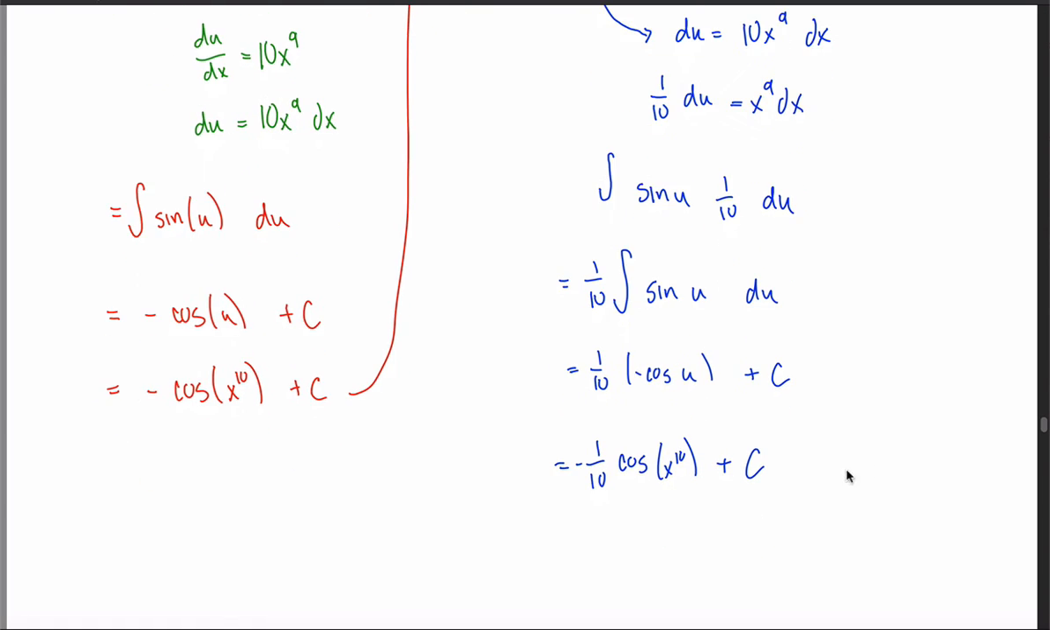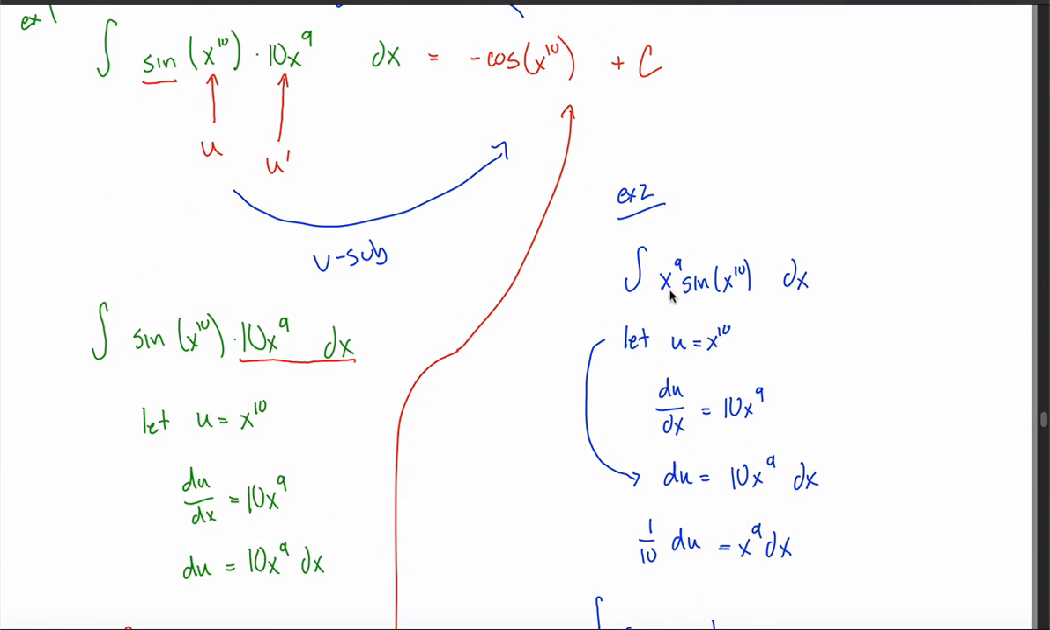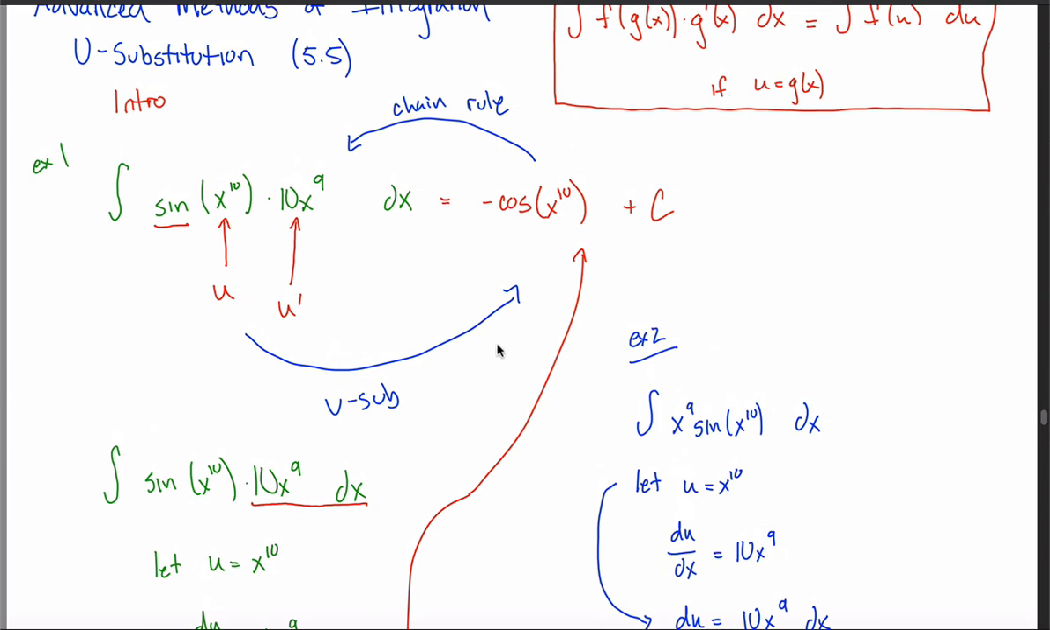Like everything else we do in this class, when you get this far, if you're not sure if you did things right, no problem, just go back and check it. Take the derivative of this guy. I'm pretty sure you'll get this as your answer, and that will justify this method of u substitution in the first place.